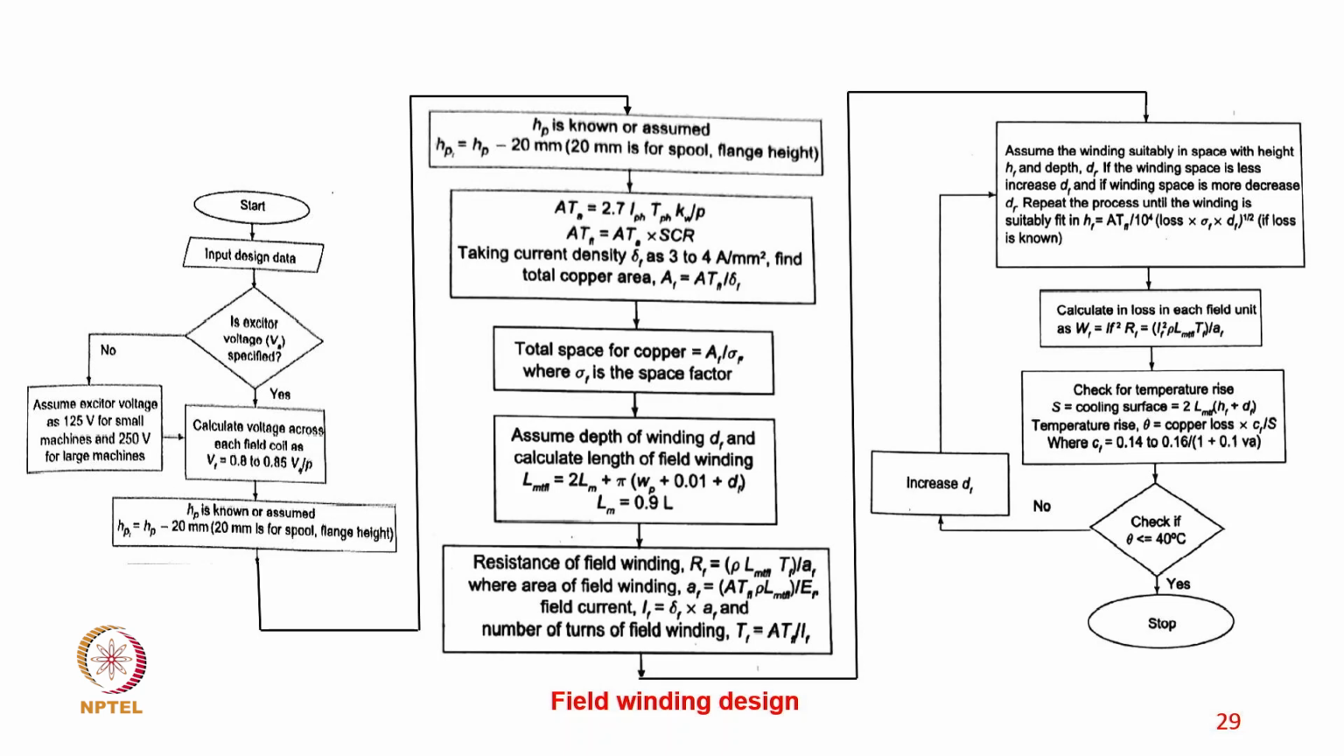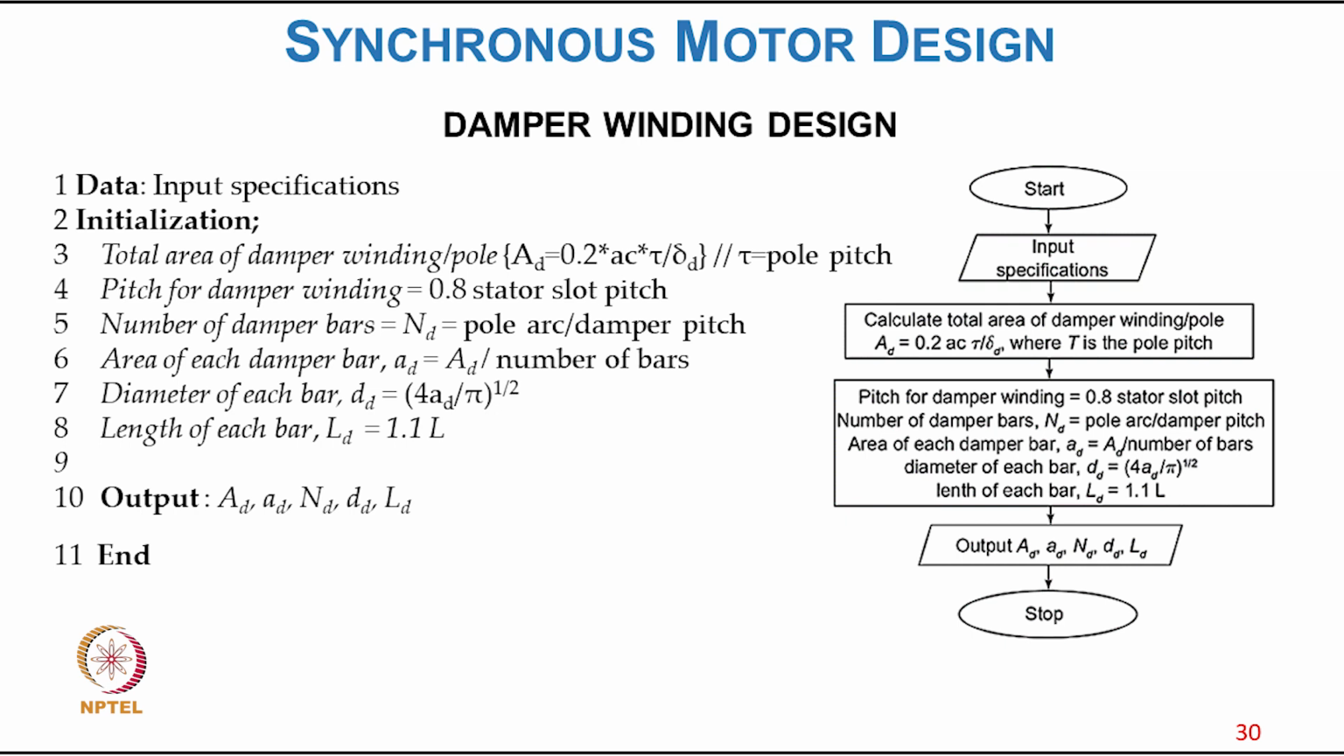If loss is known, calculate the loss in each field coil, W equal to I square RF or IF square LMT TF upon AF. Check the temperature rise: theta equal to cooling with respect to LMT HF plus dp, temperature theta equal to copper loss into CF upon S, where CF is 0.14 to 0.16 divided by 1 plus 0.1 PA. Check if theta is less than the given temperature. If no, increase the DF and repeat. If yes, stop.